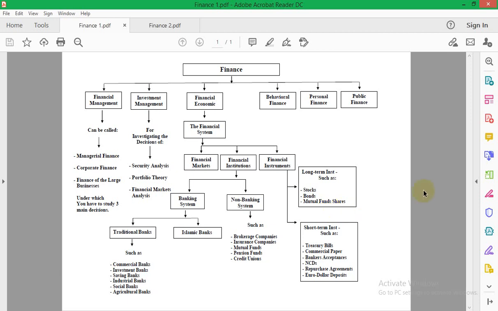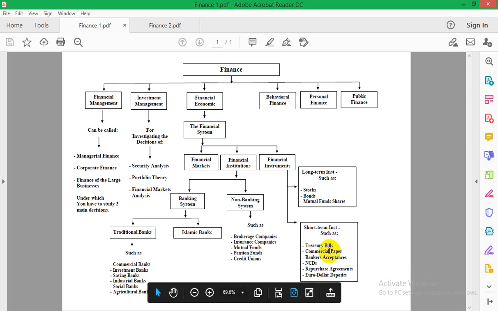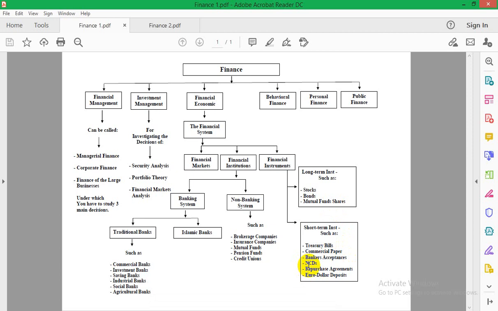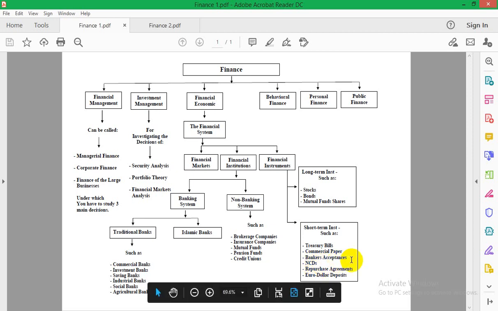But we still have another type of financial instruments or financial assets, which is called the short-term instruments. So we have long-term financial assets such as stocks, bonds, and mutual fund shares. At the same time, we have short-term instruments such as treasury bills, commercial papers, banker acceptances, negotiable CDs or certificates of deposit, in addition to repurchase agreements and euro-dollar deposits.